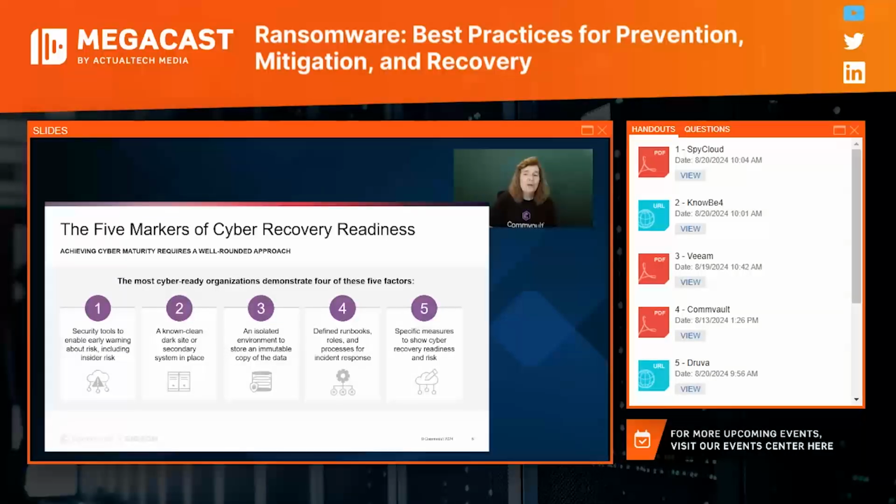These tools aim to identify risks at the earliest possible stage, allowing organizations to respond proactively rather than reactively. Examples include intrusion detection systems, deception technology, intrusion prevention systems, security information and event management, user and entity behavior analytics, and endpoint detection and response.